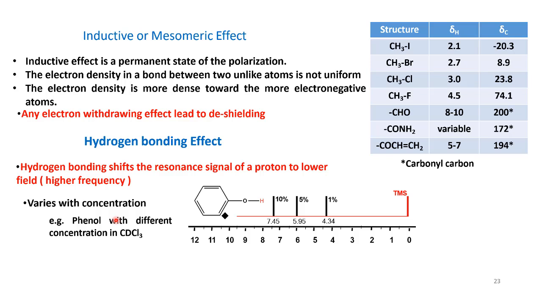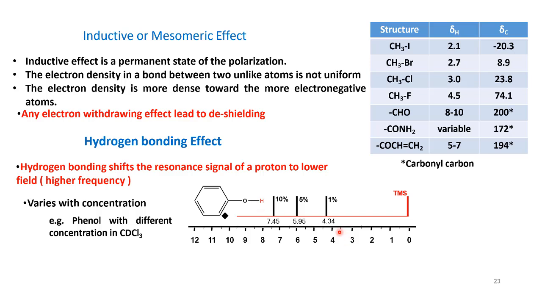So if you're varying the concentration, then phenol concentration with different concentration of CdCl3. So the Cl3 is more electronegative. So if we increase the concentration, suppose from 1% we are increasing to 5% and 10%, the hydrogen affinity with the oxygen, and that bond will be having some effects.